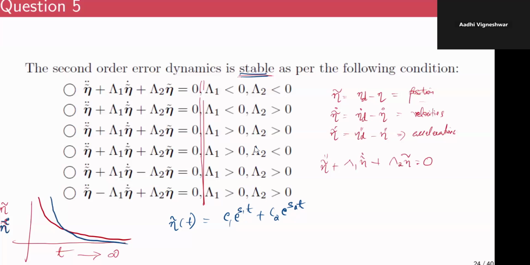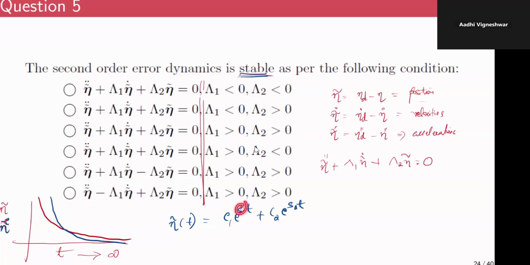So if this were to be stable, if eta tilde were to converge to zero, we want S1 and S2 to be negative, right? Because C1 e raised to minus some constant into t, as time tends to infinity, this term would go to zero and this term would also go to zero, right?